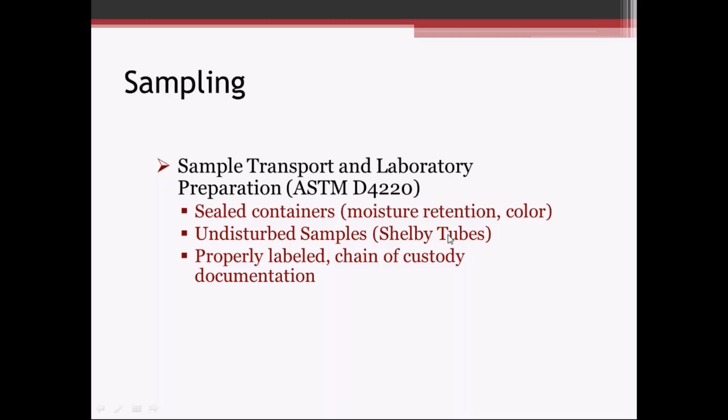Undisturbed samples, we want to make sure those are held upright. Typically, they're held in Shelby tube boxes. That keeps the samples intact as they're shipped to the laboratory. And then lastly, the samples need to be properly labeled, and the appropriate chain of custody documentation should be sent along to the laboratory.